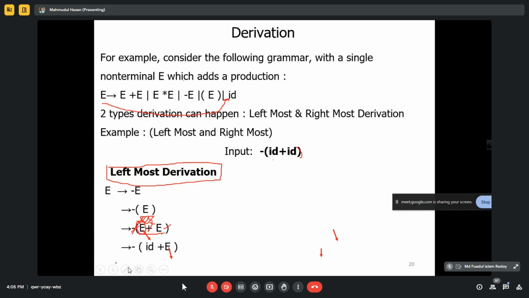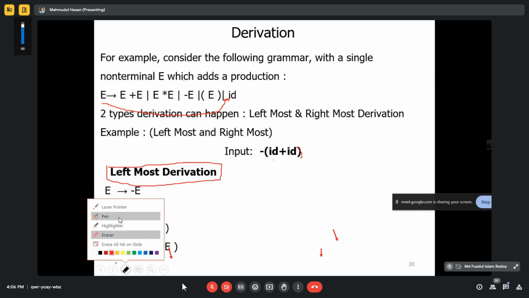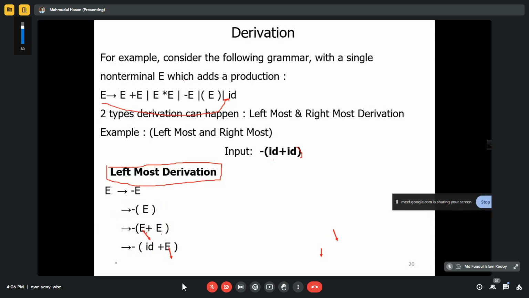Sir, please, what does leftmost mean? Does it start from the E plus E or the ID? No. There are two non-terminals in E plus E, so more than one, and you can replace either. Which one do you choose? The left one first. Why the left one? Because you are using the leftmost derivation approach, that's why you choose this one, because this one is the leftmost.